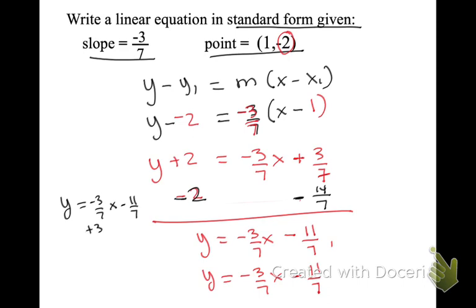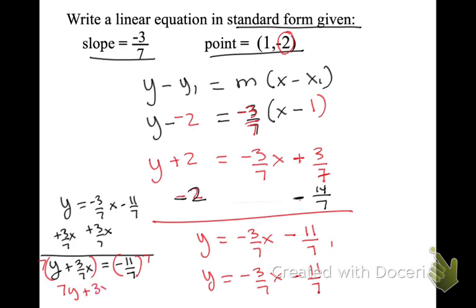So I'm going to add 3/7 x to both sides, and here we go. y plus 3/7 x equals negative 11/7. Now it doesn't matter, I guess we should put the x first. I'm going to multiply everything by 7. And then we get 7y plus 3x equals negative 11. Could have turned it around.